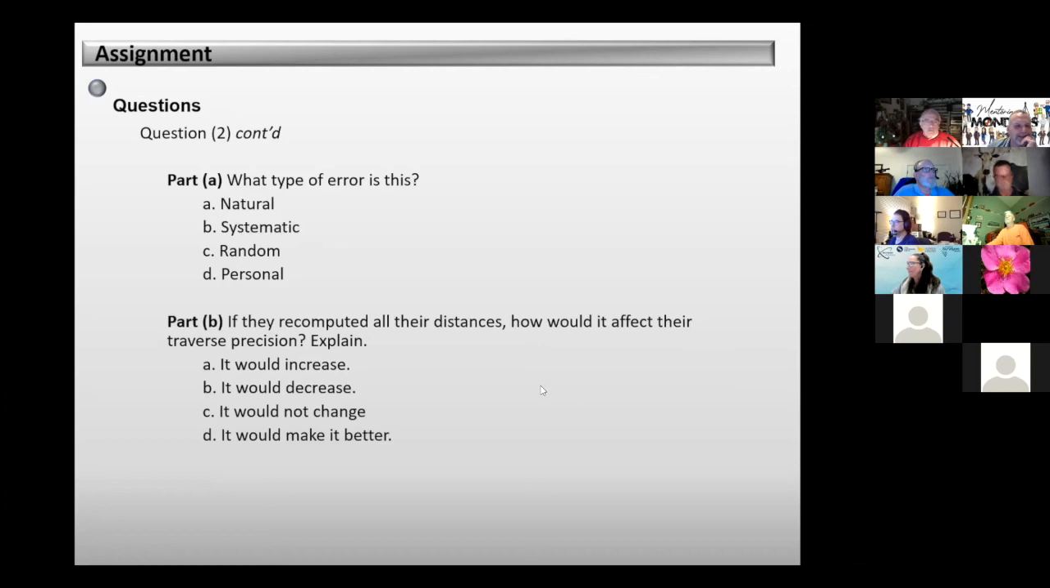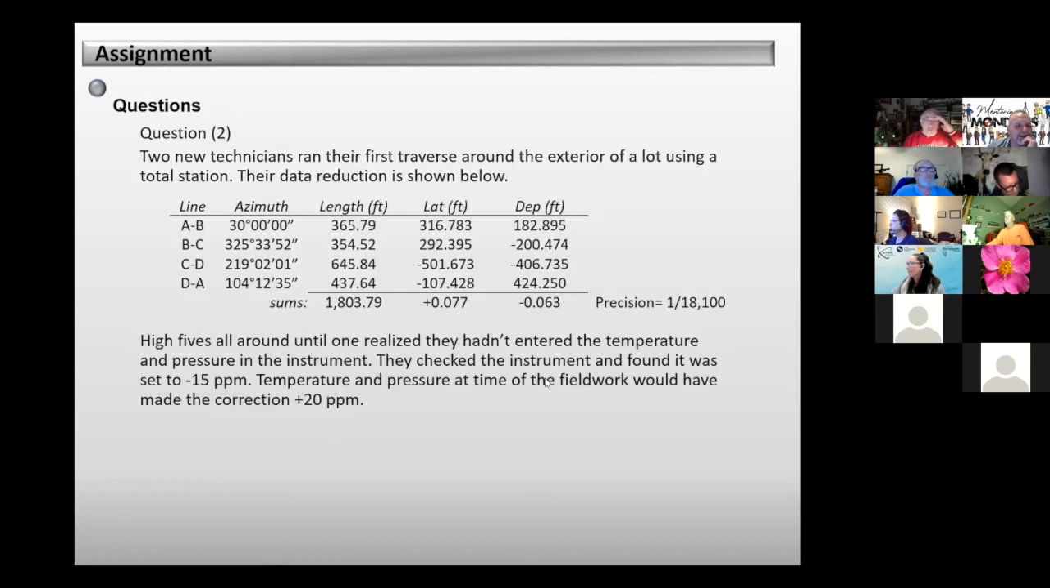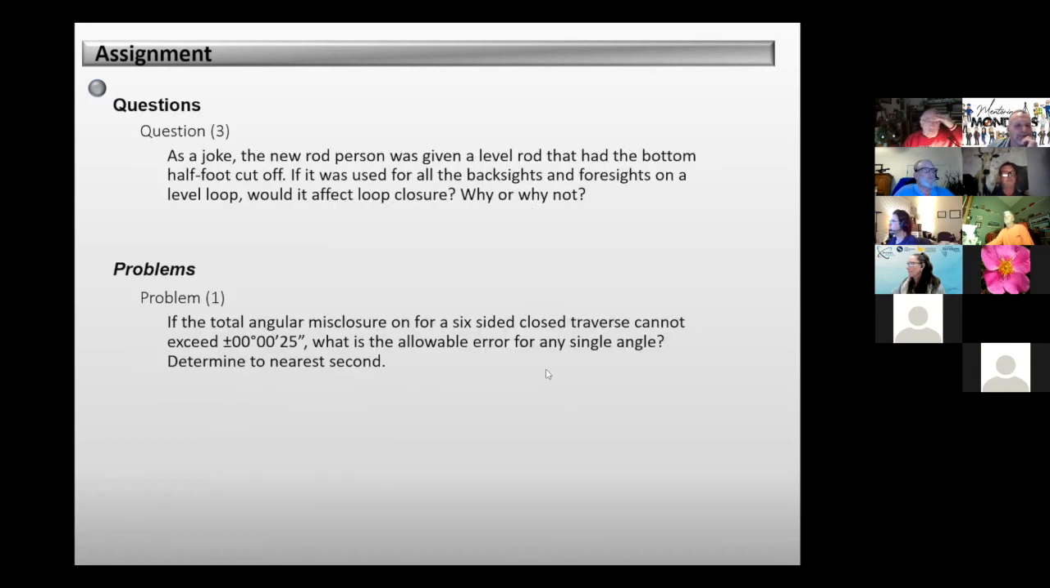I talked about that one. Well, let me skip over here. Okay, as a joke, question number 3. The new rod person was given a level rod that had the bottom half foot cut off. If it was used for all the backsights and foresights on a level loop, would it affect the level loop closure? Why or why not? No. I know you want to say no, because you figure it's a trick question, but why would it be no?